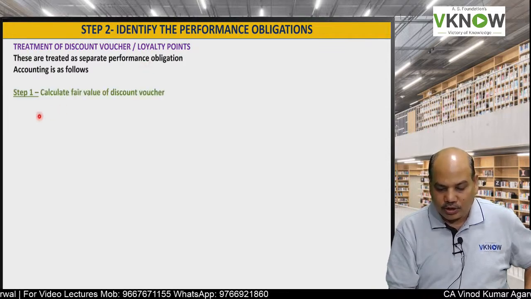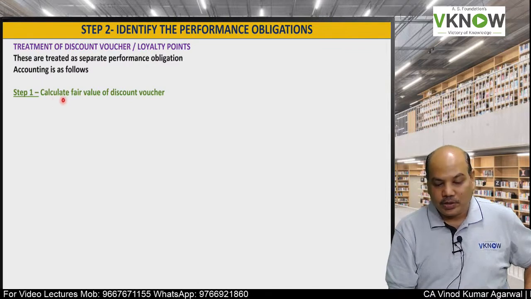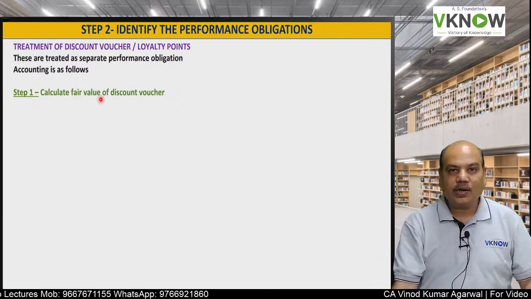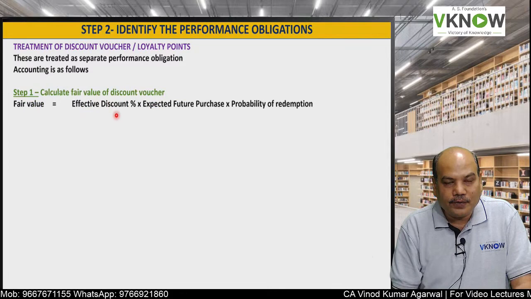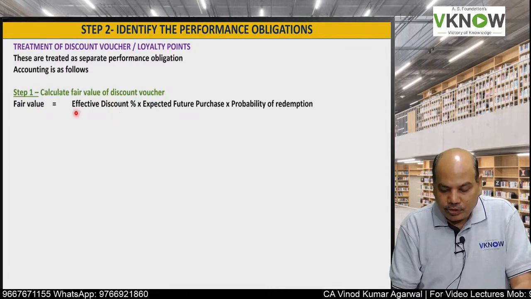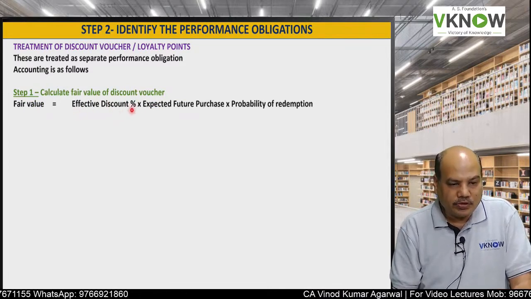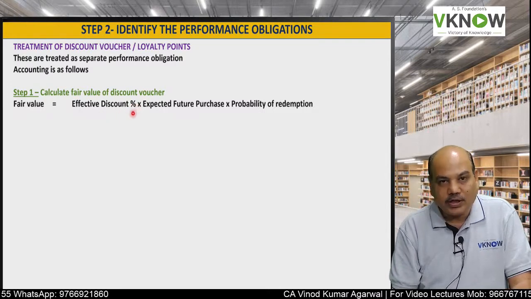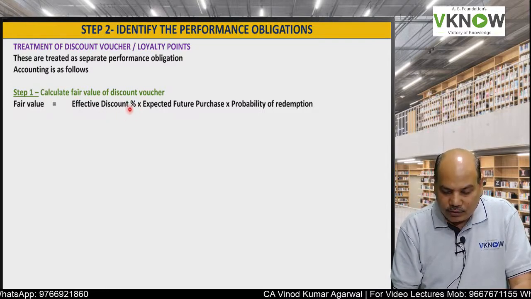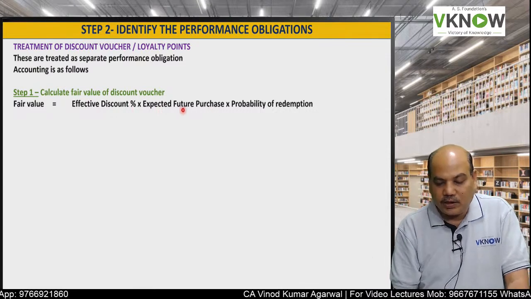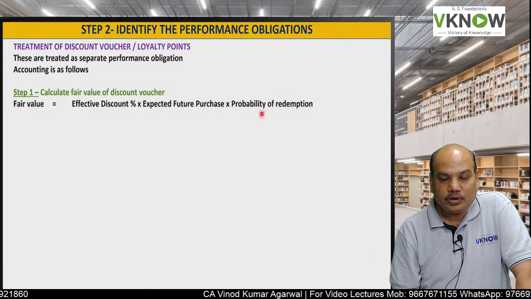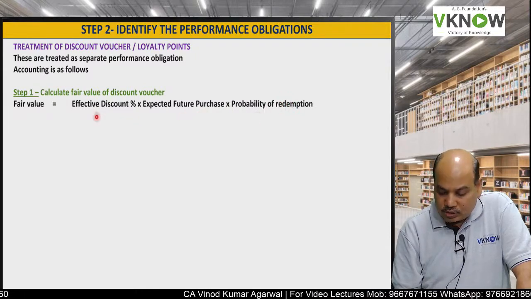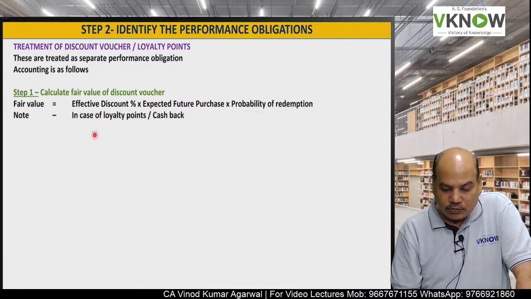So what is the accounting treatment? The accounting treatment for a discount voucher is to first calculate the fair value of the discount voucher. How do you calculate the fair value of a discount voucher? We will take the effective discount percentage. What is the effective discount the company is offering, into expected future purchase, into probability of redemption. This will give you the fair value of the discount voucher.